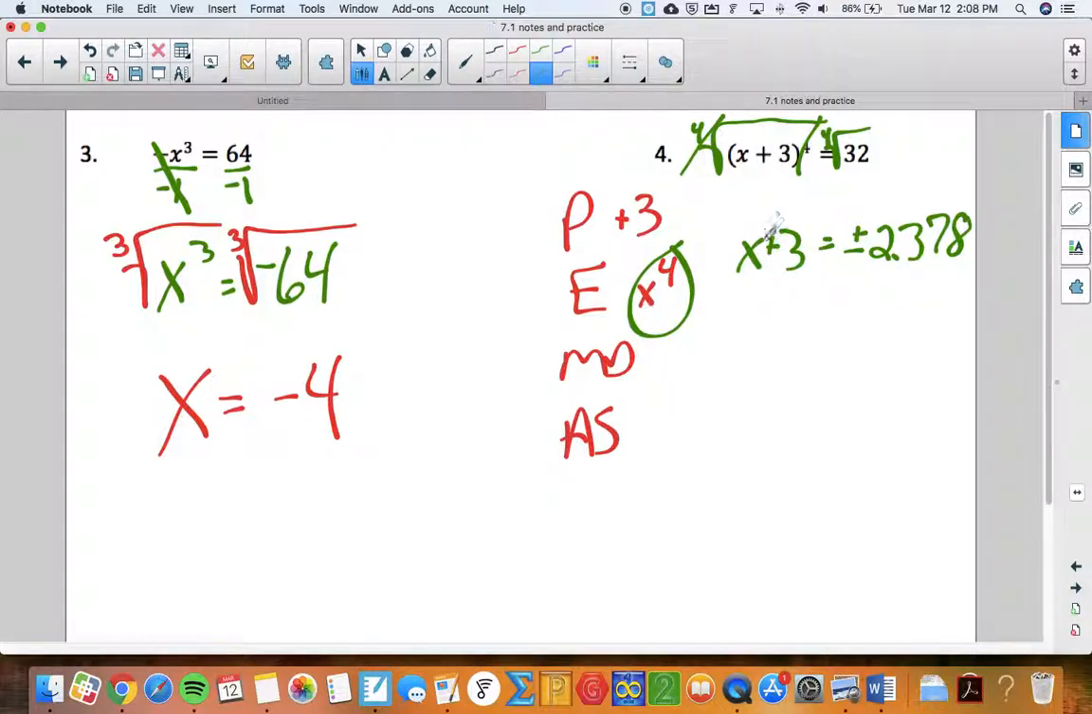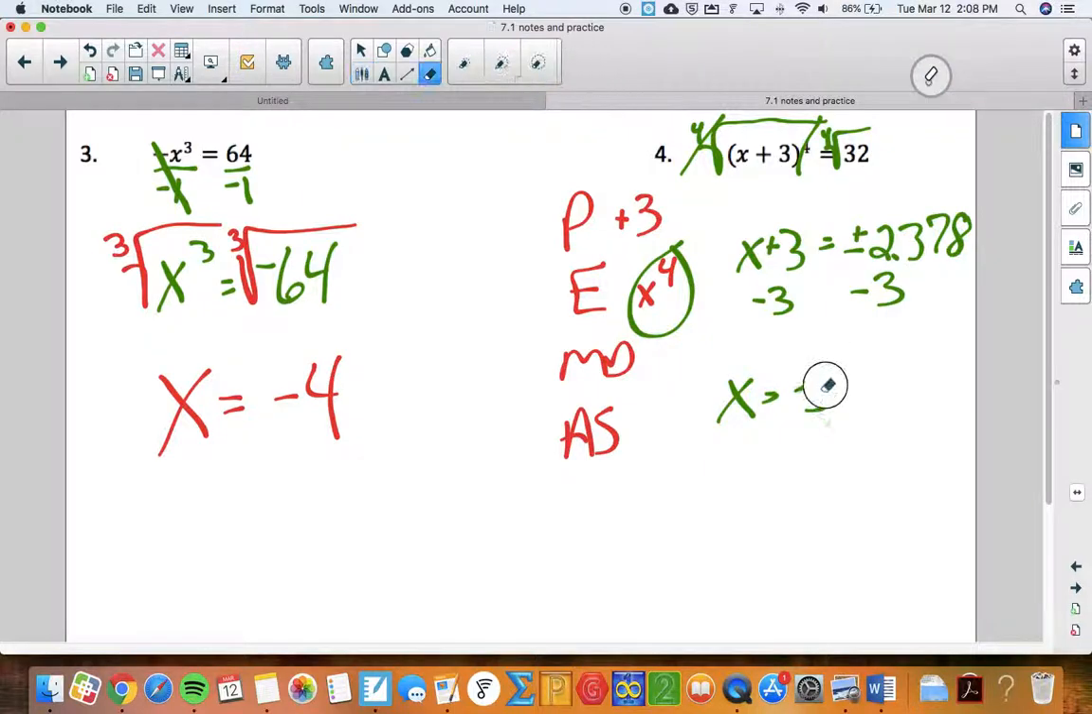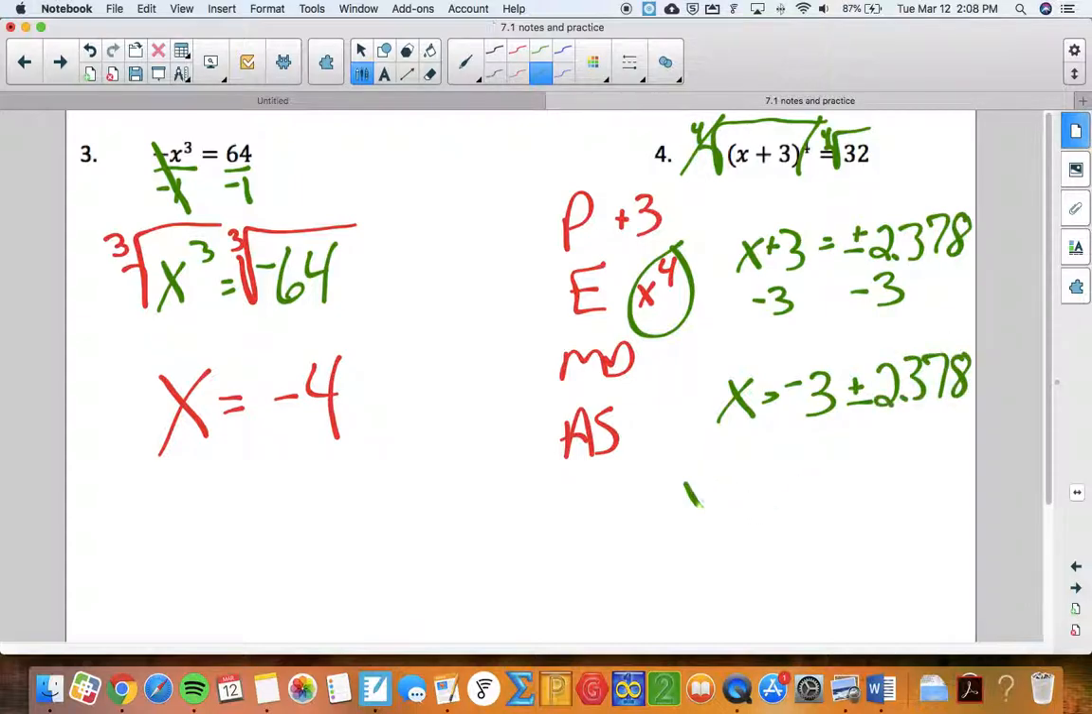So now x is not by itself yet. I need to undo adding that 3, so I subtract that 3 from each side. Now x equals negative 3, because this 3 is definitely negative. It's the 2.378 that's positive and negative. So the negative 3 comes first, then plus or minus 2.378. And so that means x equals, once you add those numbers, you get negative 0.622. And when you subtract the numbers, you get negative 5.378. Beautiful.